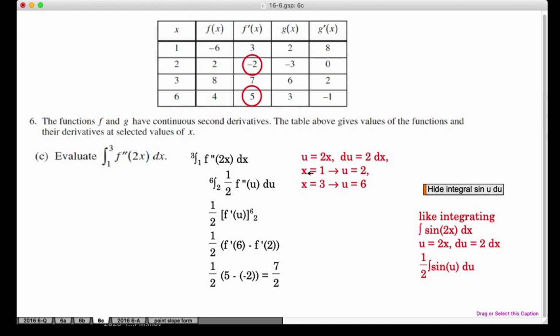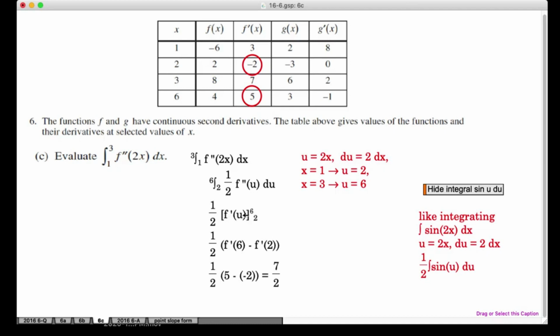So this is 1/2 f double prime of u du, where dx is equal to du over 2. And instead of 1 to 3, I'm going from 2 to 6 in terms of u. Now I don't have to go backwards. So 1/2 is a constant, and the integral of f double prime is f prime of u, and the limits are from 2 to 6. Again, don't go backwards, because everything's in terms of u here.